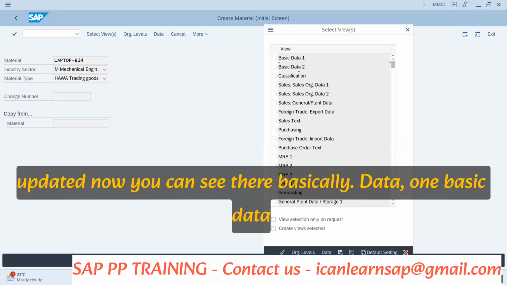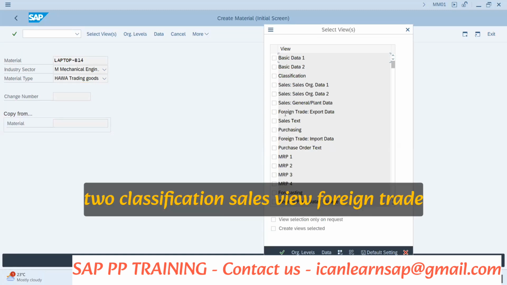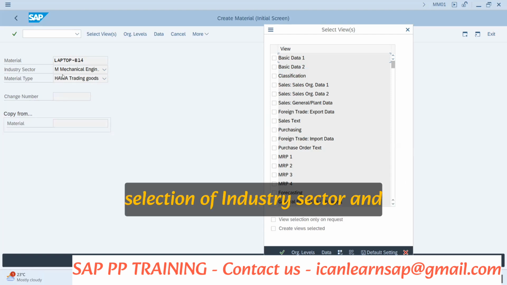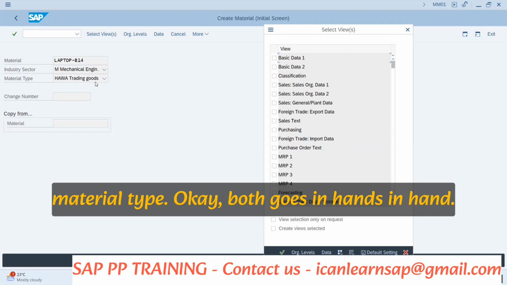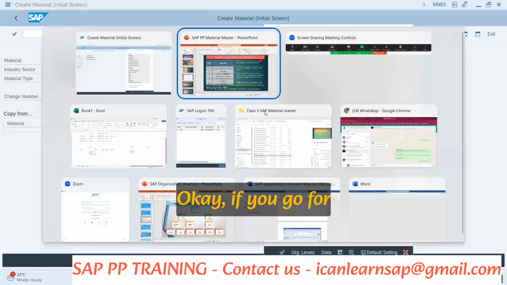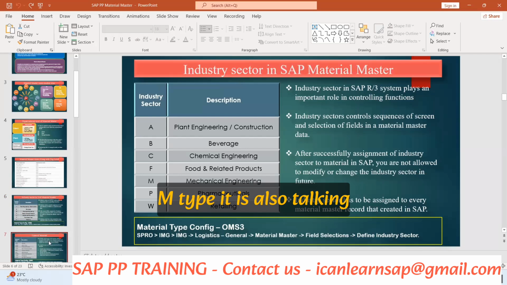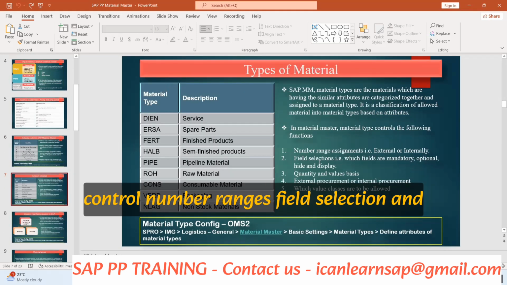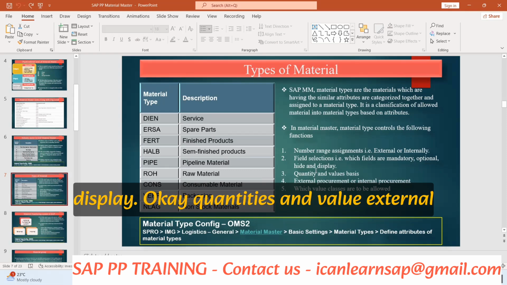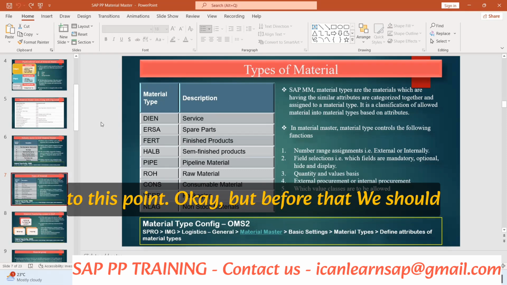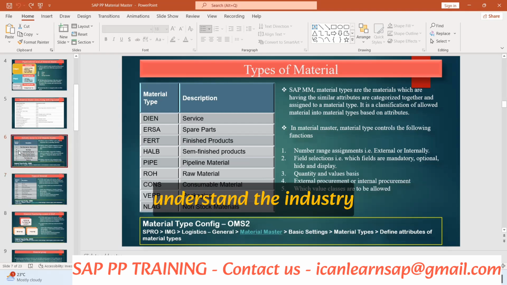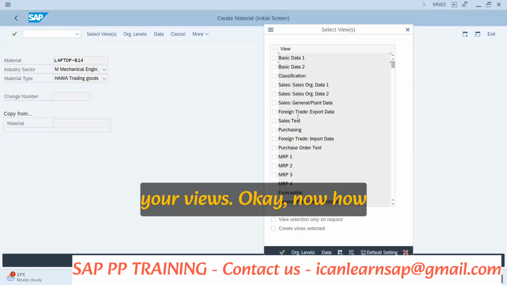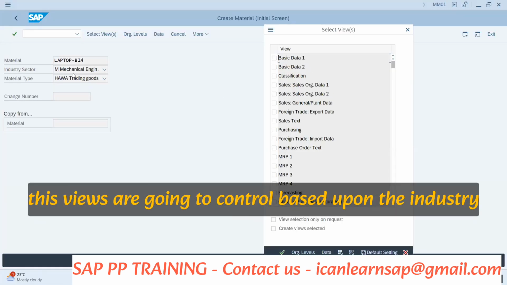Now you can see there is basic data 1, basic data 2, classification, sales view, foreign trade, sales tax, purchasing, foreign trade. Everything is coming based upon the selection of industry sector and material type. Both go hand in hand. Material type is also talking about the same. It is going to help you control number ranges, field selection and display, quantities and value, external procurement, internal procurement. We will come to this point, but before that, we should understand the industry sector, which is going to control your views.